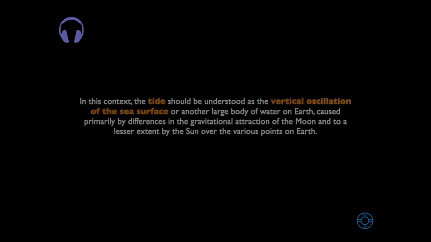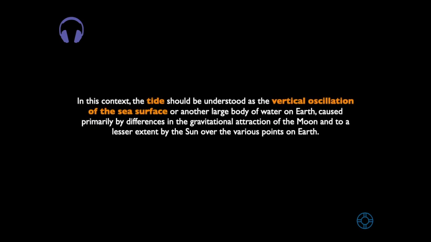In this context, the tide should be understood as the vertical oscillation of the sea surface or another large body of water on Earth, caused primarily by the differences in the gravitational attraction of the Moon and, to a lesser extent, by the Sun over the various points on Earth.